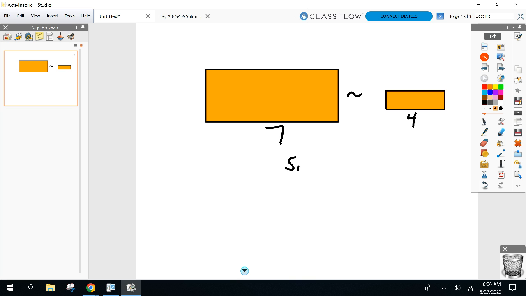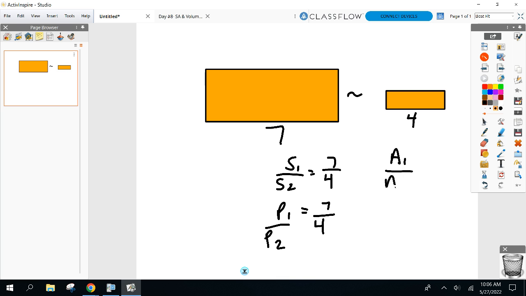If you remember, we wrote it like this. Remember this notation, S1 and S2? We said, all right, if the side ratio is 7 to 4, anybody else remember what other ratio has to be 7 to 4 from last unit? The ratio of their perimeters. All right. The ratio of their perimeters is also 7 to 4.